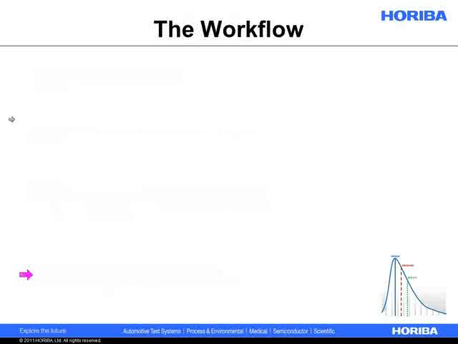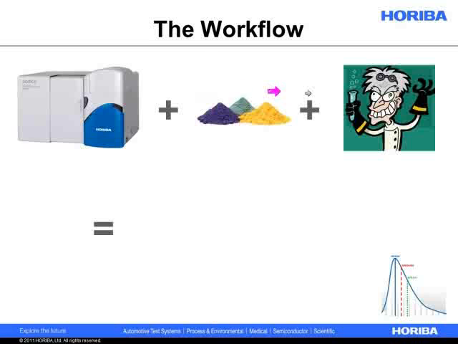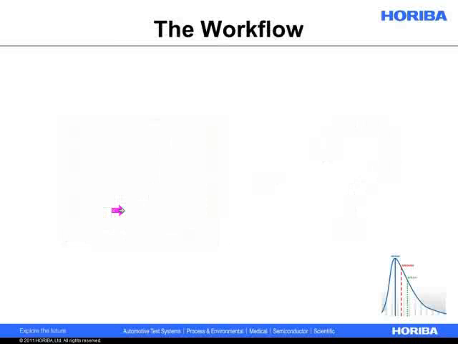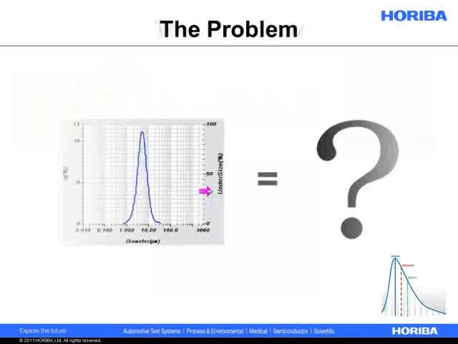So here's the workflow. You have some particle size analyzer, maybe the HORIBA LA950. You have some material. And then you have yourself, or actually this is what my wife thinks I'm like in the lab. And then you have some particle size distribution result. So analyzer plus sample plus you equals some graph.